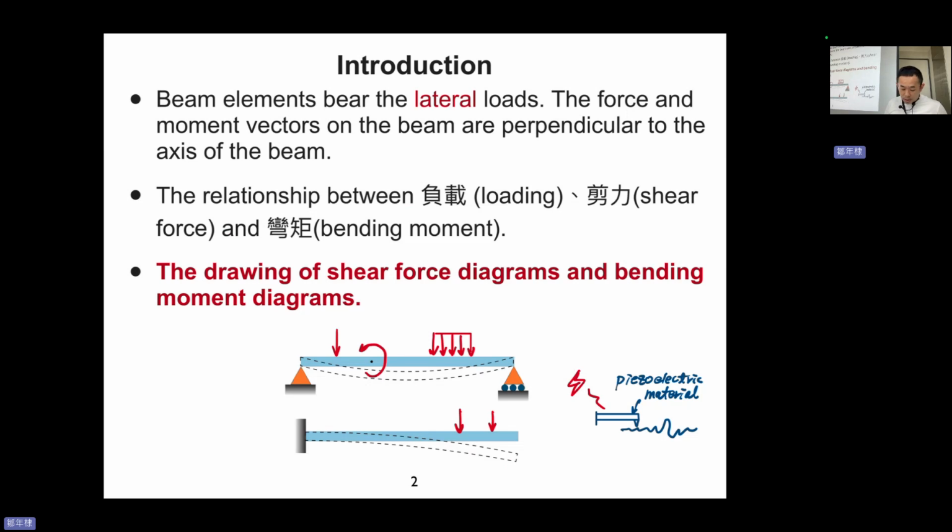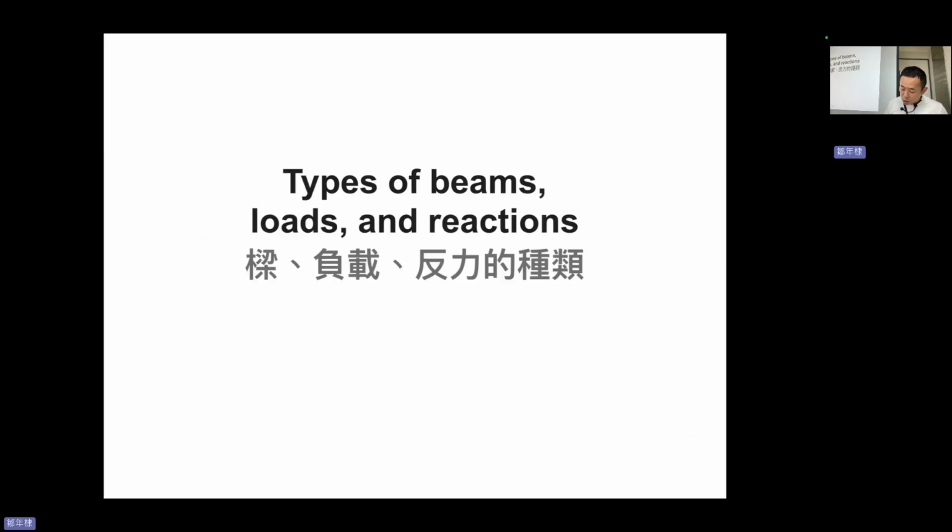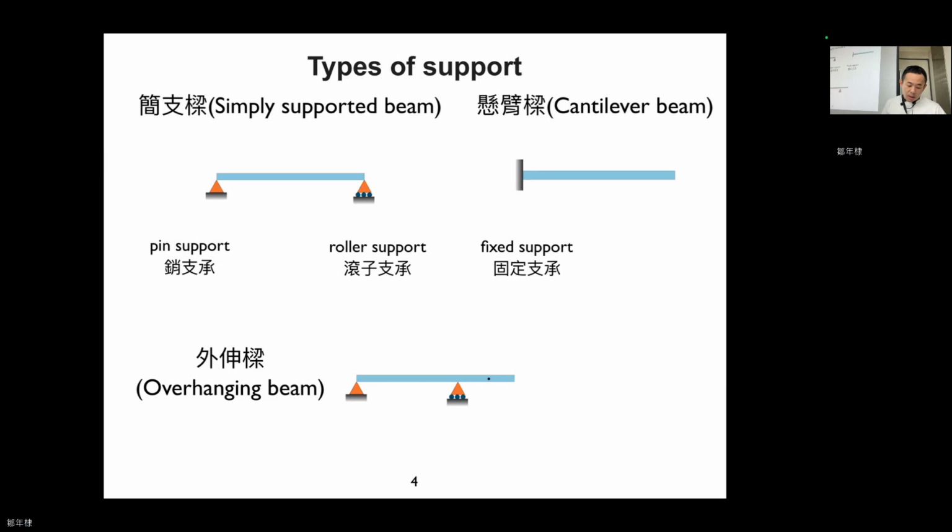So, we are going to introduce the beam, loads, and reaction types. Type of support. Support is something that holds this beam here. If there's no support, it will fly away. So there must be some support to generate the reaction force.